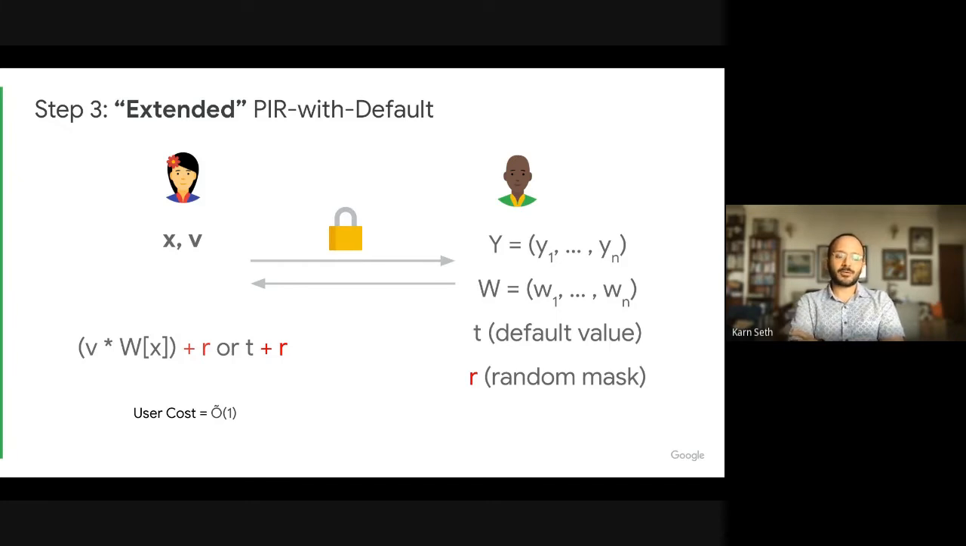So what our work does is give a construction for extended PIR with default. Once we have this, we can use it to build inner join, private join, and compute in a straightforward way. Just to pause here, what extended PIR with default is doing is the client has a key-value pair, and the server has many key-value pairs. The client is able to retrieve either the masked product of the values, the associated values, if X is in the server's data set, or it will receive a masked default value if X is not in the server's data set.